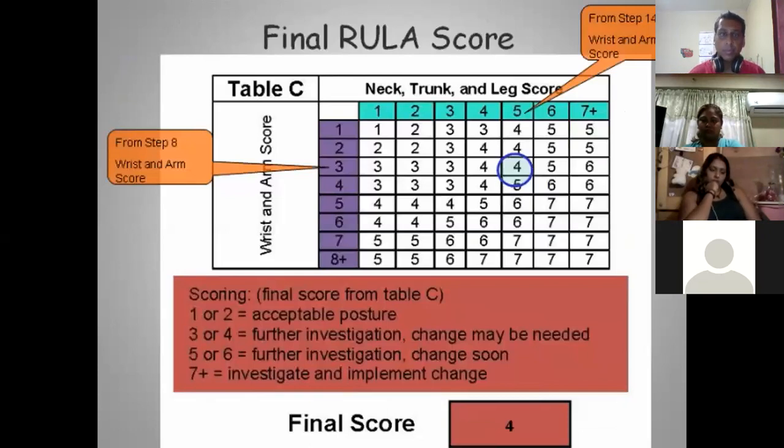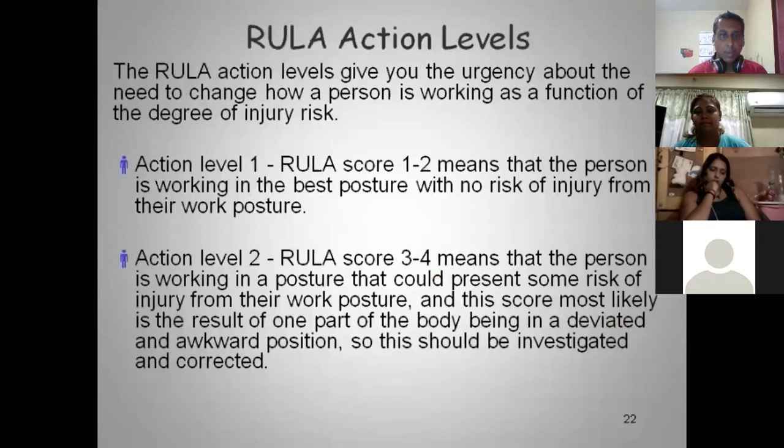So we already have our 3, which came from step 8. Now we have our 5, which came from our last step. And where the 3 and the 5 intersect gives us a 4. So it gives us a final RULA score of 4, meaning that this task needs some further evaluation.